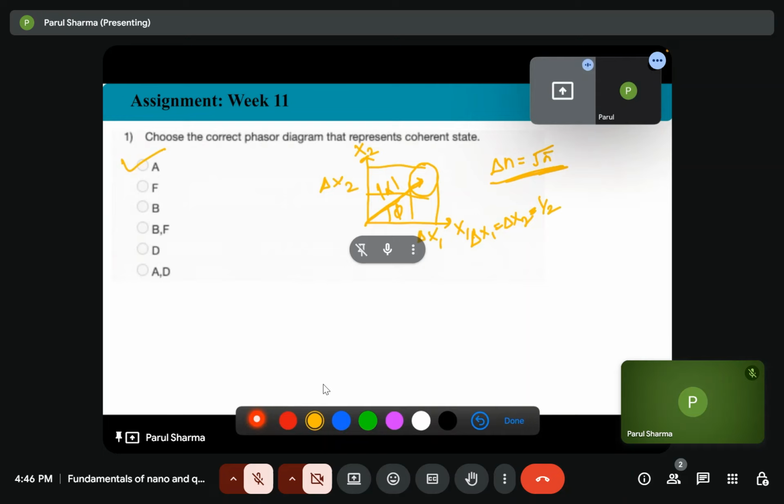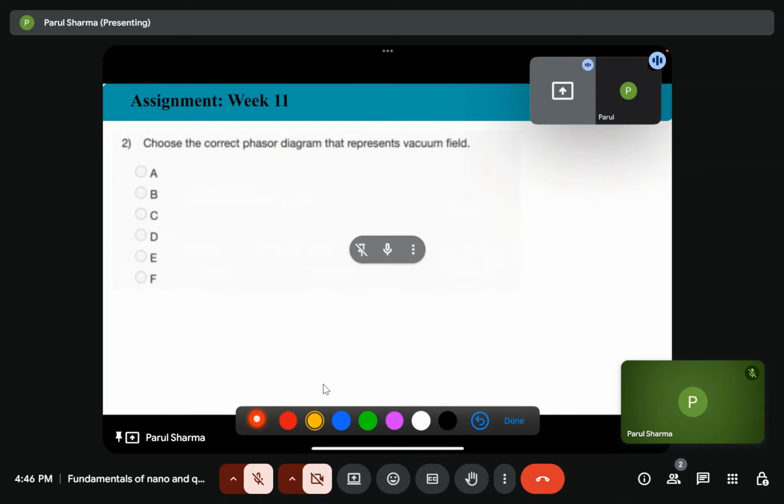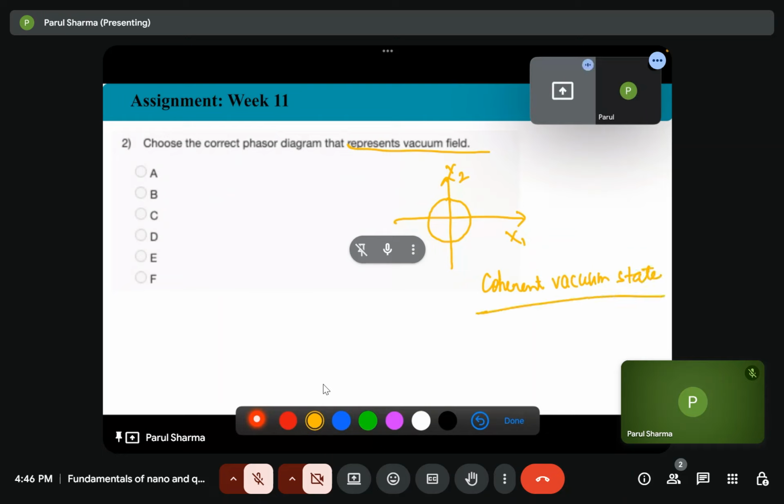So the option A is correct. The next question is choose the correct phasor diagram that represents the vacuum field. For the vacuum field, we are given if it is at the center. So this is the vacuum field or coherent vacuum state. Okay, so the option is E.